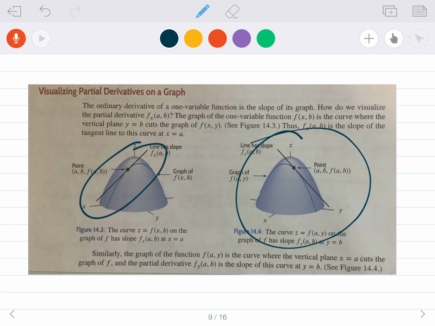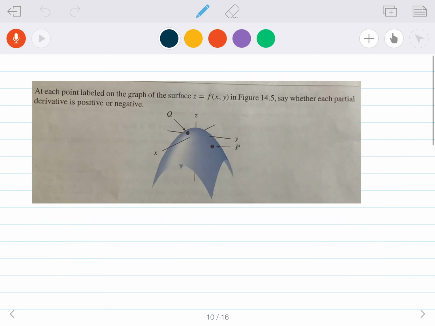The slope here is positive. The slope here is negative. That's the whole idea here. So, we have infinitely many slopes that we can look at, but for now, we're just going to concentrate on two slopes, the x slope and the y slope, or the partial derivative with respect to x and the partial derivative with respect to y. Okay, so at each point labeled on the graph, determine whether the partial derivative is positive or negative. Remember that we're considering the x derivative and the y derivative. So the partial derivative in the x direction and the partial derivative in the y direction.